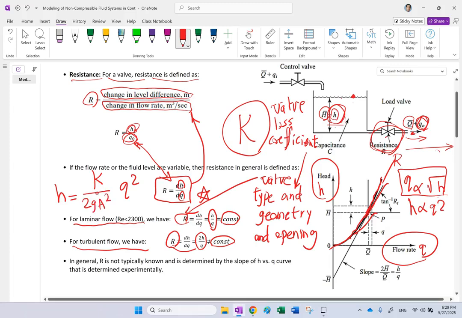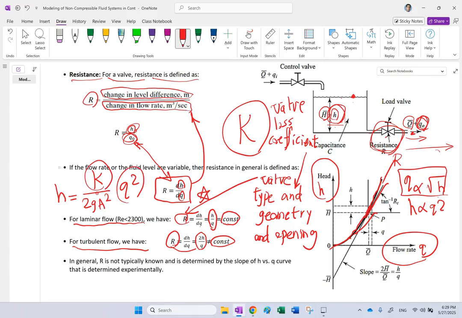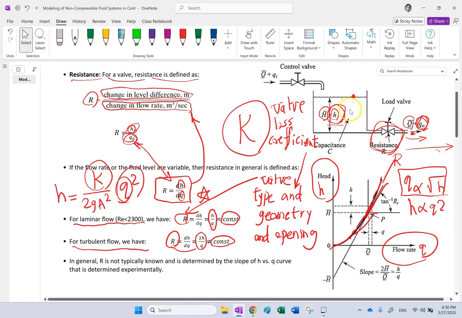Okay, so you see H is proportional to Q squared, and all the geometry and opening is concentrated into this experimental parameter, which we call valve loss coefficient. And so from here, if you take a derivative of H with respect to Q, you clearly can see that your R, which is dH over dQ, is going to be depending on the Q, and it is not going to be constant.